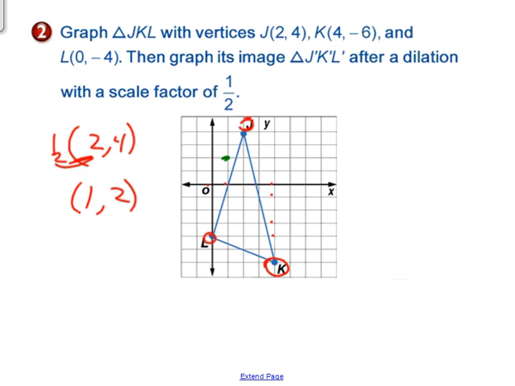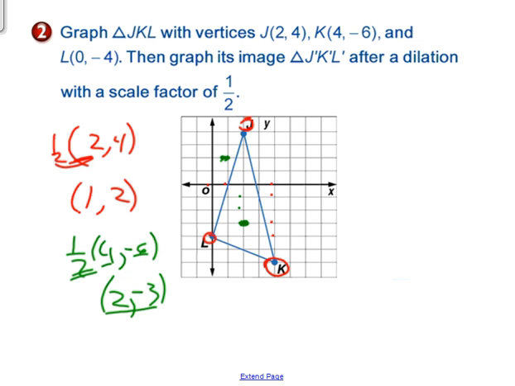And the next one would be 4, negative 6 times again 1/2. So 1/2 times 4 becomes 2. 1/2 times negative 6 becomes negative 3. So I've got to graph the point 2, negative 3. 1, 2, 1, 2, 3. So I have 2 of the points so far.